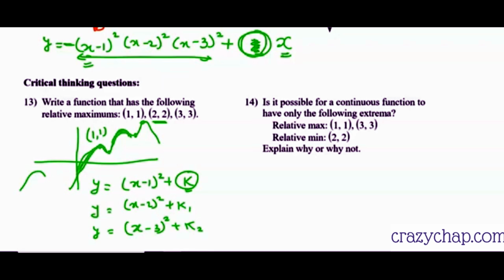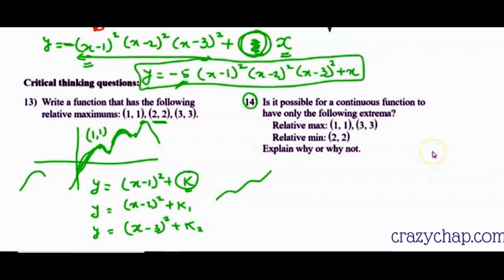You can have multiple answers. The only changes could be in the leading coefficient. It could be -5, -7, -8. It will not affect the coordinates. Okay, fine. Let's come to the last question, question number 14.